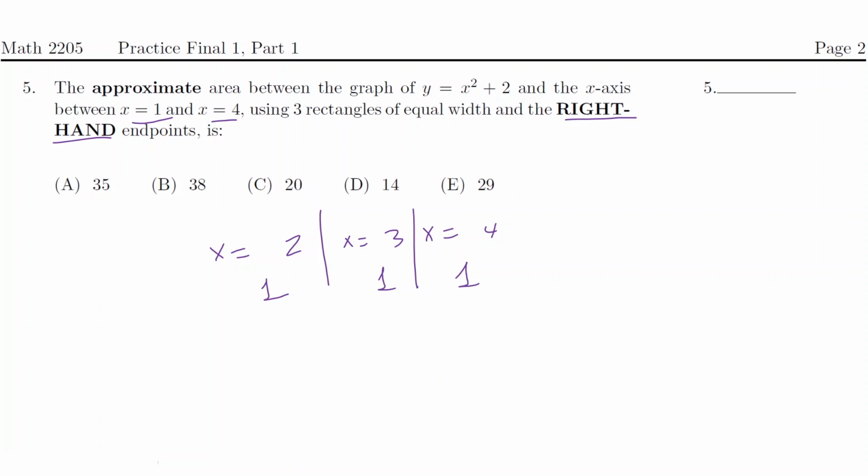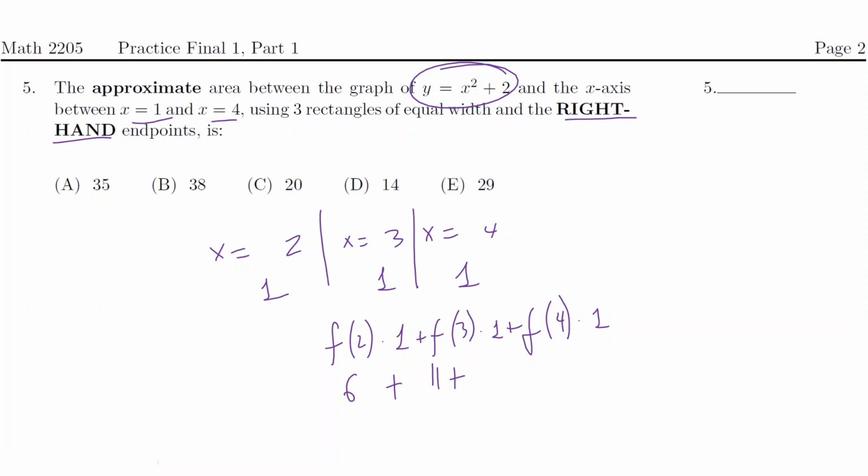So therefore, all we have to do is pretty much do f of 2 times 1 plus f of 3 times 1 plus f of 4 times 1. F of 2 is equal to 2 squared plus 2, 6. F of 3 is equal to 3 squared, 9 plus 2, 11. And f of 4 is 4 squared plus 2. I'm plugging it in here. 4 squared plus 2 is equal to 16 plus 2, so 18. So that's equal to 24 plus 11, 35. And we got this answer, 5A.